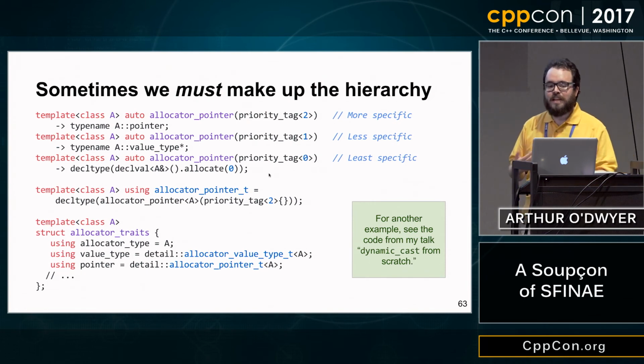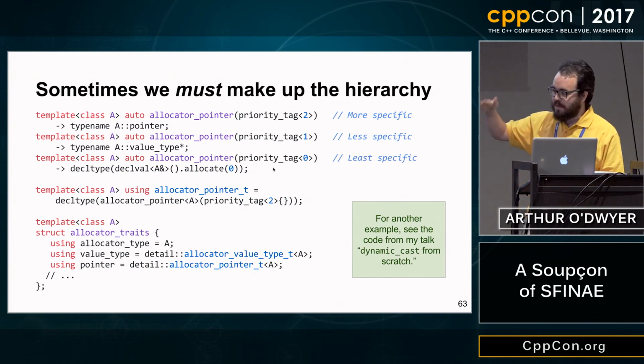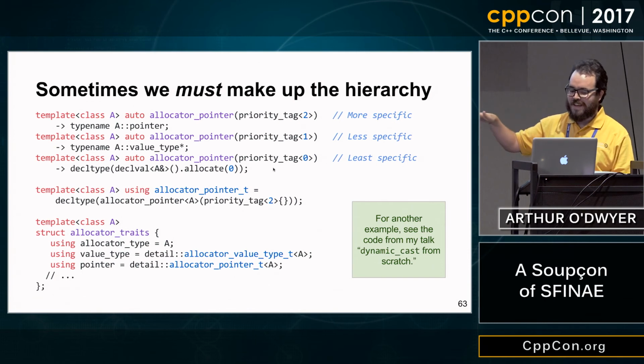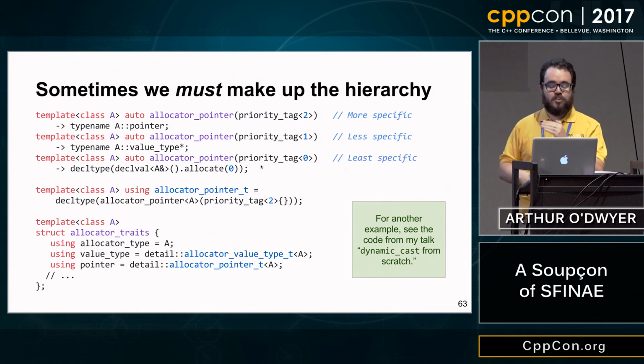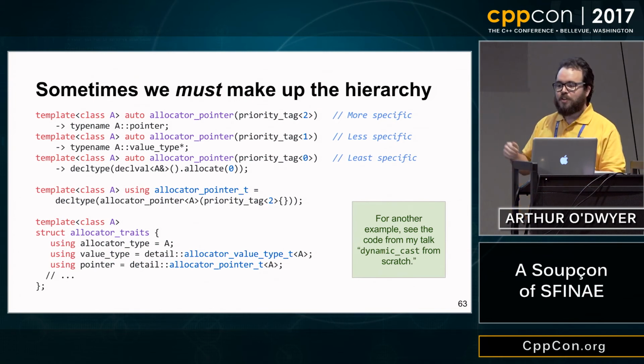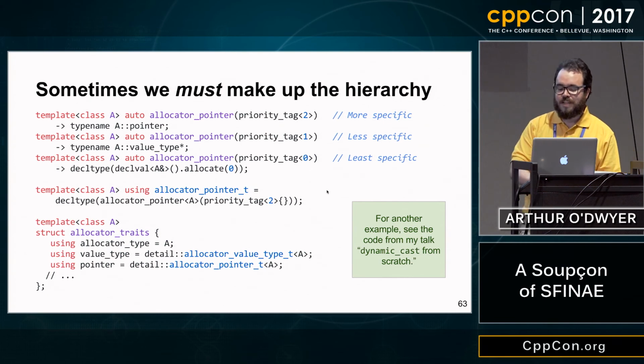So here I have things that may not be mutually exclusive. So I have imposed on them the ordering. I would like to use pointer if it exists, and then value_type star after that, and then I would like to use the return type of allocate. And if I decided that I wanted to change those rules later, and maybe value_type star is more important than pointer, for some reason, all I have to do is swap around these priority tag numbers. And I can add more cases.